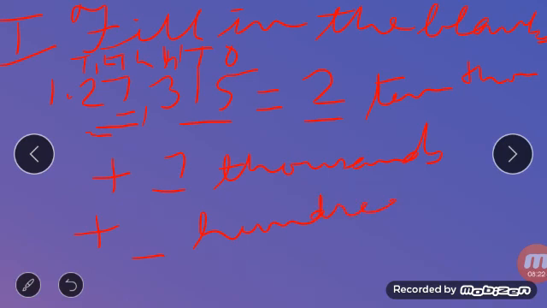Dash hundreds. So what is in hundreds place? 3. So here you have to write 3. Plus dash tens. So 1 is in tens place. Plus what number is in ones place? 5 is in ones place. So 5 ones. Understood children? How you have to do? So this one question I have explained you. I am going to explain you one more question of the same.